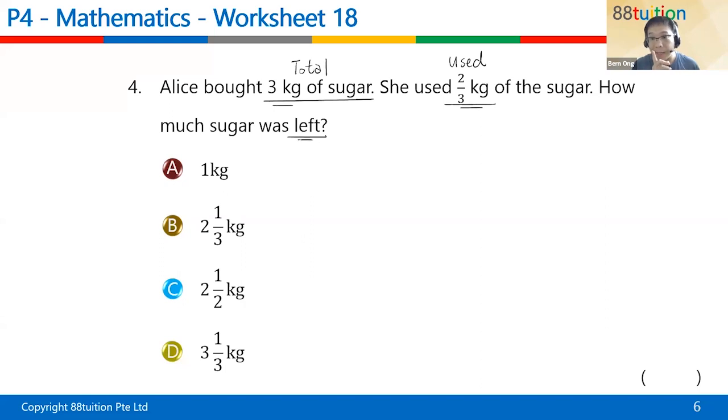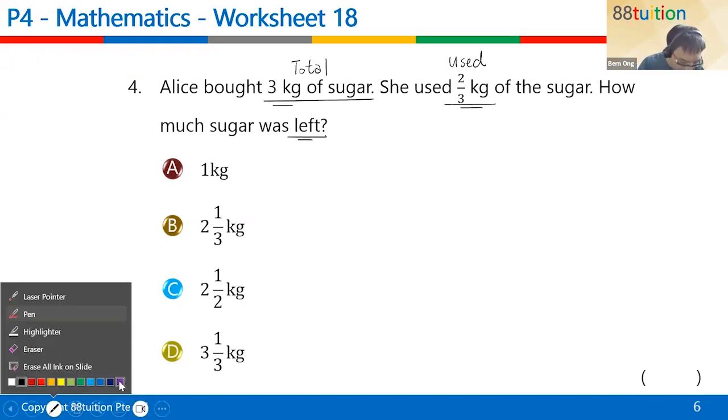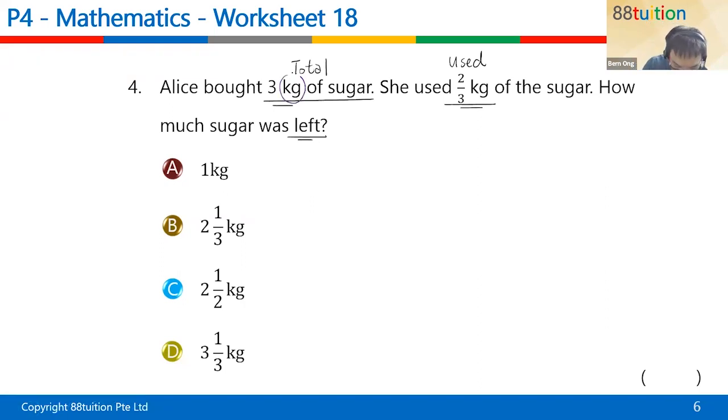And guess what? Every one of these has units behind. Can you see that? So what is this telling me? There are units. Units mean you can actually add or subtract. Do you know that? How come?